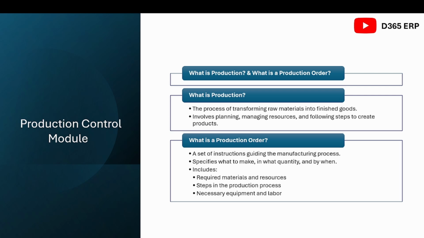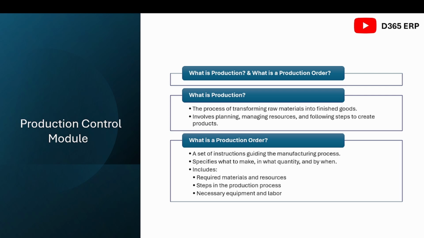The production order in any ERP system, whether you are using Dynamics, Oracle, Odoo, any ERP, is like a set of instructions for manufacturing a product. Let's say when a user creates one production order in the ERP system, it tells the production team what needs to be made, in what quantity and by when. The production order also includes details like material required, steps to be followed, and equipment to be used.